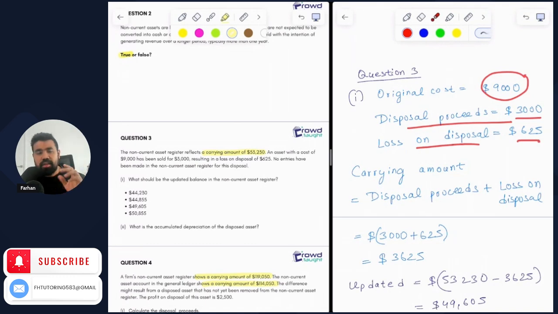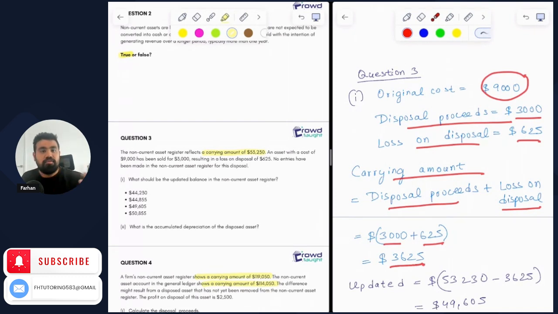So we want to calculate the carrying amount of the asset that you have sold. So how do you find that? If you have made a loss of $625 and you know that you have sold this asset for $3,000, then it is logical to calculate the carrying amount by simply adding the disposal proceeds with the loss on disposal. So the disposal proceeds is $3,000 and the loss on disposal is $625, which means the carrying amount is $3,625. So again, from a different perspective, the asset that we just sold was worth $3,625 in terms of carrying amount.